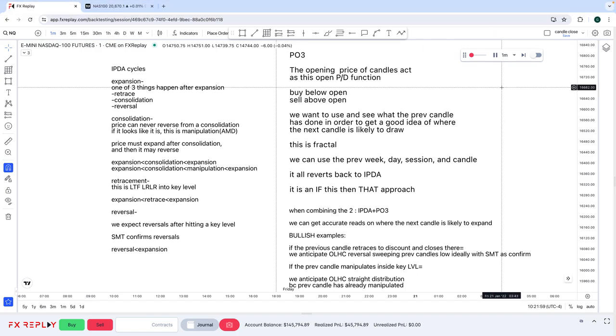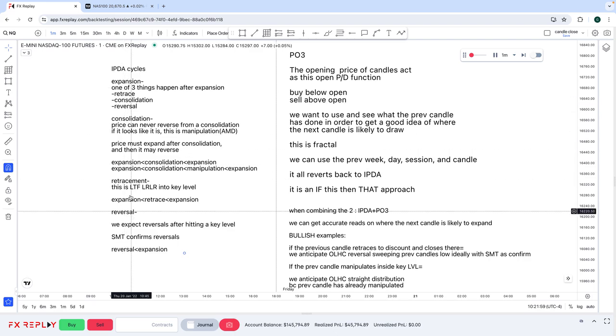So today we're going to be going over IPDA cycles and power of three and how they go hand in hand, how to use them with bias within MMXM deliveries, how to anticipate candle open low high close and vice versa. So yeah, let's get into it. So what are IPDA cycles?